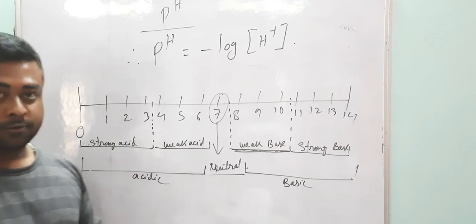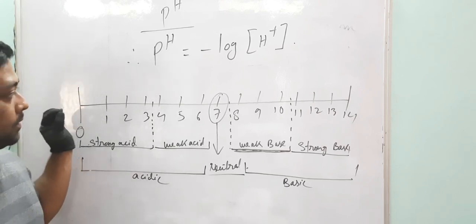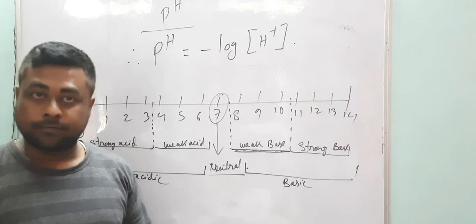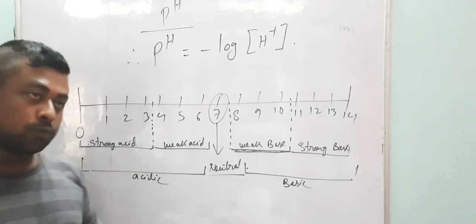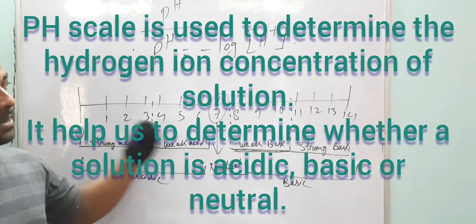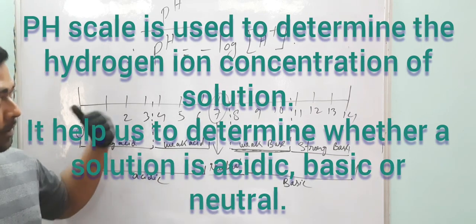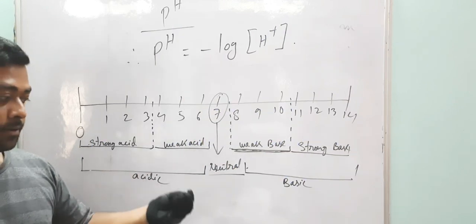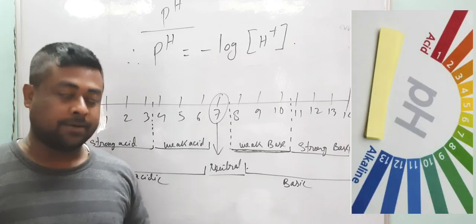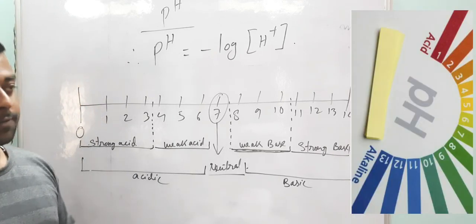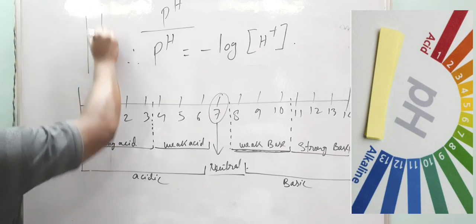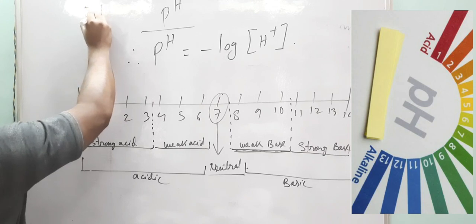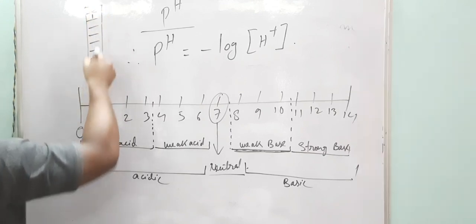So we can also define the pH scale as a measuring instrument which is used to find the pH of a solution. It is a scale which is used in chemistry to determine the pH of a given solution. Nowadays you have pH meters, and in general labs we have pH papers. That means we have indicators in the form of litmus papers. These are paper strips where values will be given with different colors, starting from 0 to 1 to 14, and different colors.